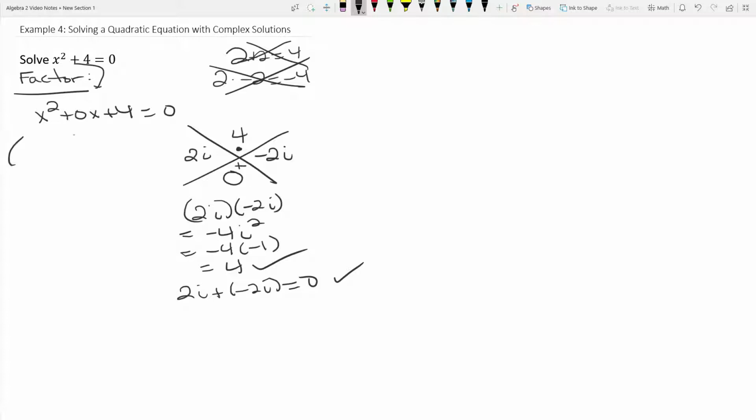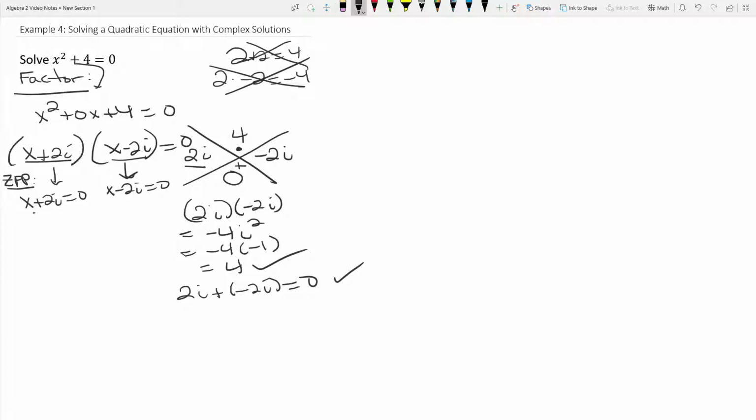So now we can factor this. We've got our double parentheses, and we've got x. That's a positive 2i, so plus 2i. And x, and then that's a minus 2i. There you go, we factored it. Now we can use the zero product property, remember from last lesson, where you set both of these to 0. So we have x plus 2i equals 0 for this one, and x minus 2i equals 0.